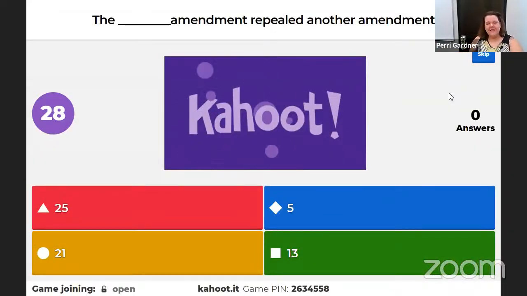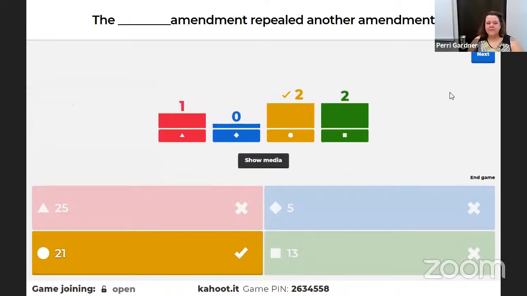Only one amendment has ever been repealed. This amendment and its topic are closely tied to the issue of suffrage, actually. Yes, the 21st Amendment, reversing that amendment that created prohibition.